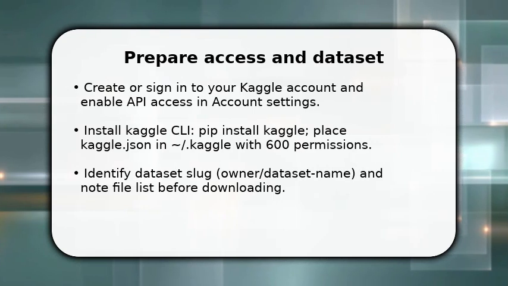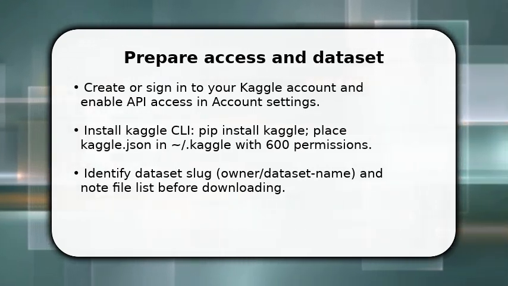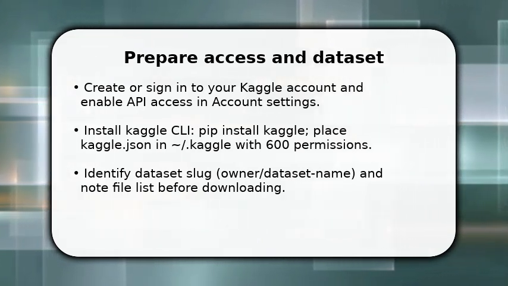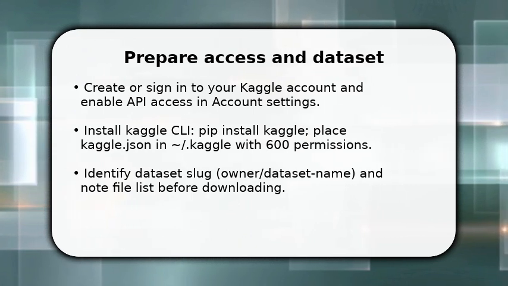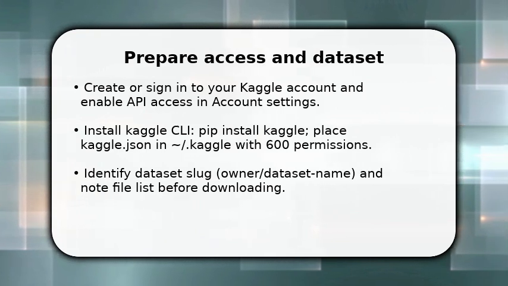You start by getting access and the exact dataset slug so you don't waste time. Once you sign in, enable API access and download kaggle.json, make sure file permissions are secure. Then install the Kaggle CLI and verify it works by running a list command.